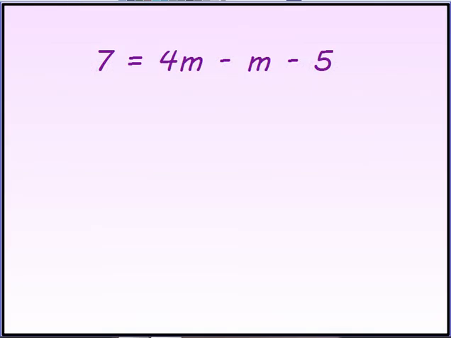I have another example, 7 equals 4m minus m minus 5. Do you see any like terms? We do have like terms. They're on the right-hand side of the equation this time. Totally doesn't matter. I can still combine them. I have 4 m's and I'm taking away how many more m's? That's right, I'm taking away 1 m. Together, those are going to give me 3 m's. Since these are the only two terms I used, I have to write down everything else that I didn't use.